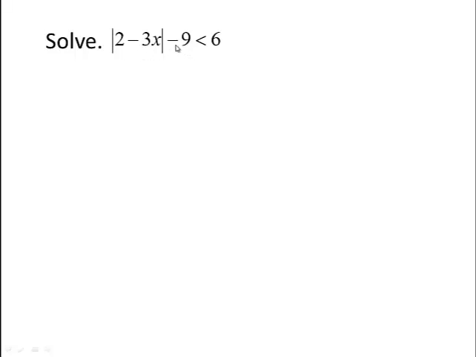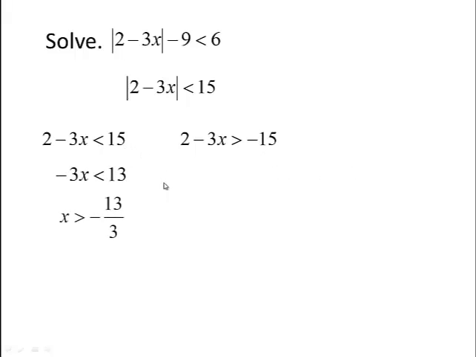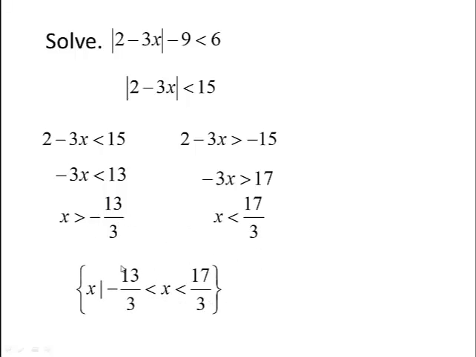Solving an absolute value inequality, get the absolute value by itself, add 9 to both sides. Once you have the absolute value by itself, you can split that up into 2 inequalities. So you have 2 minus 3x is less than 15, and then on the other one you will switch the inequality and make this a -15. Solving both of these algebraically, you'll get x is greater than -13/3, and solving this one you get x is less than 17/3. Putting this together, you're going to have x is between -13/3 and 17/3. This notation just says that x is such that this is going on.